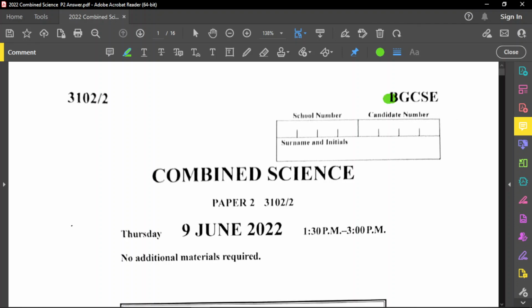Today we are doing another BGCSE past paper review. This is a combined science paper and it's a paper 2 from the year 2022.